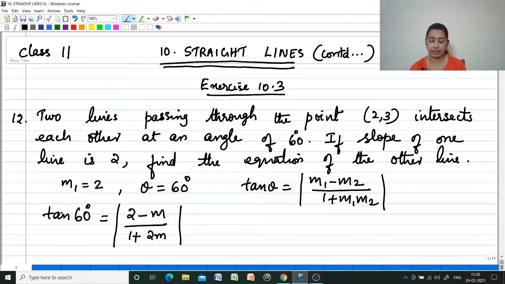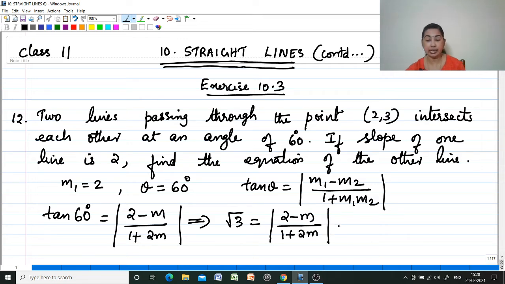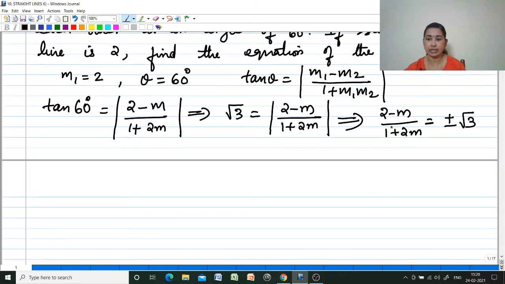And tan 60 is root 3. So, that can be written as root 3 is equal to modulus of (2 minus m) divided by (1 plus 2m). Removing the modulus sign, it becomes plus or minus. So, (2 minus m) divided by (1 plus 2m) is equal to plus or minus root 3. Now, we will get two values here. One is (2 minus m) by (1 plus 2m) is equal to plus root 3.